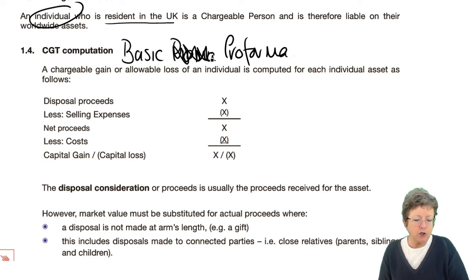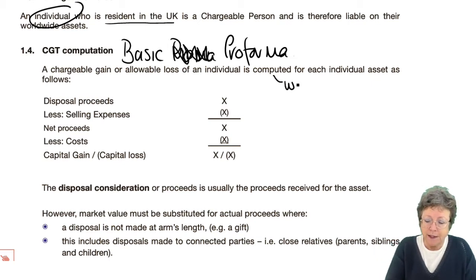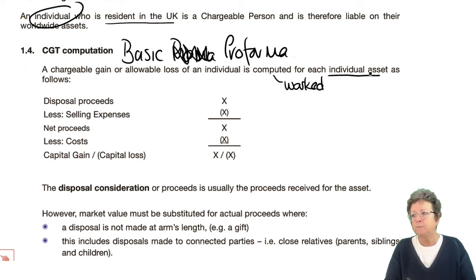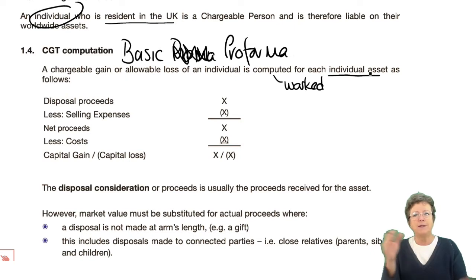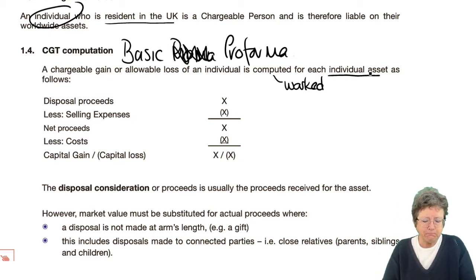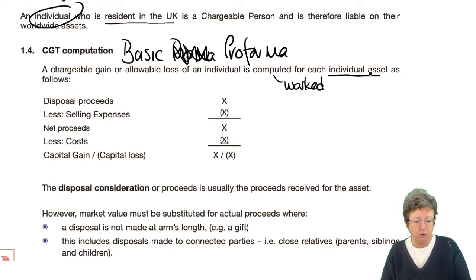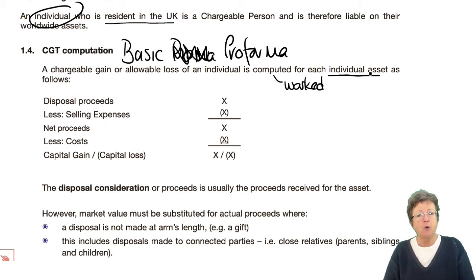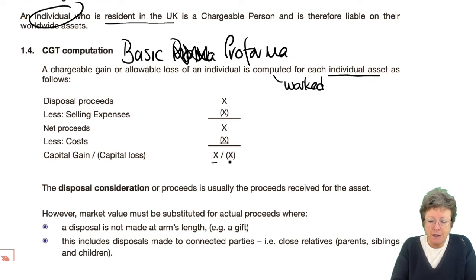Okay, so the chargeable gain or allowable loss of an individual is computed. Remember that means worked out for each individual asset. Do not mix assets together, add the proceeds, take what? No, each one individually. So the proceeds less the selling costs, which we will look at later, gives us the net proceeds less the cost of what you bought it for, will either give you a loss or a profit. So that's your basic pro forma. Proceeds minus cost equals gain.